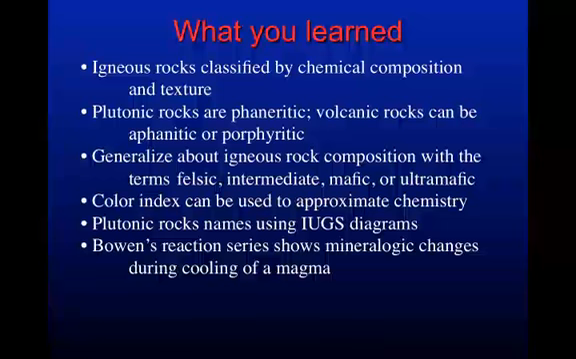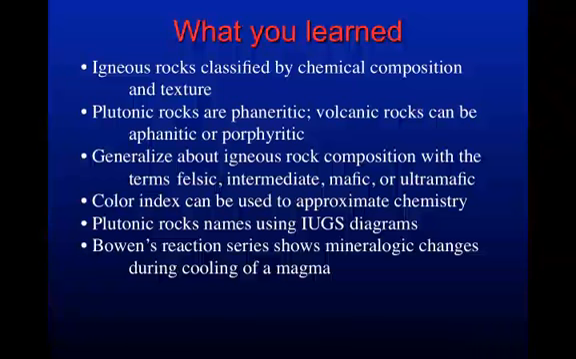All right, what you learned in this module was that igneous rocks are classified by chemical composition and texture. You can't consider just one; you must consider both the chemistry and the texture. Plutonic rocks are phaneritic, and that's the only term you're going to use to describe a plutonic rock. Volcanic rocks can be aphanitic or porphyritic. You can generalize about the composition of an igneous rock using the terms felsic, intermediate, mafic, or ultramafic. The color index can be used to approximate the chemistry.